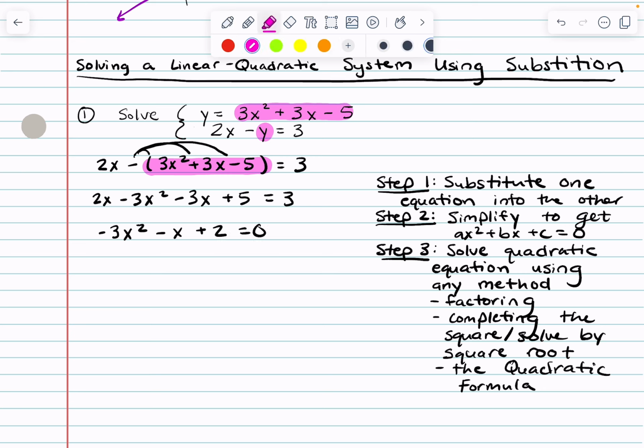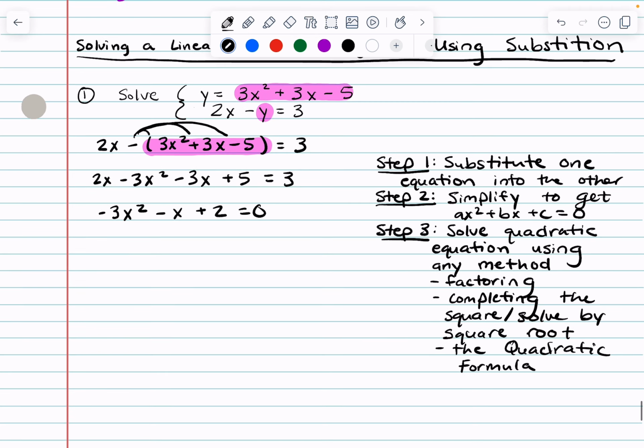So what I did was this second step here, where I simplified to get ax squared plus bx plus c is equal to 0. Essentially, all that means is moving everything over to one side of the equation so that I have an equals 0, and I just combine like terms.